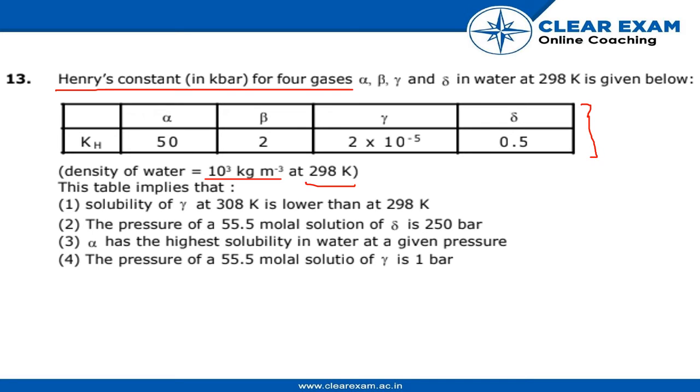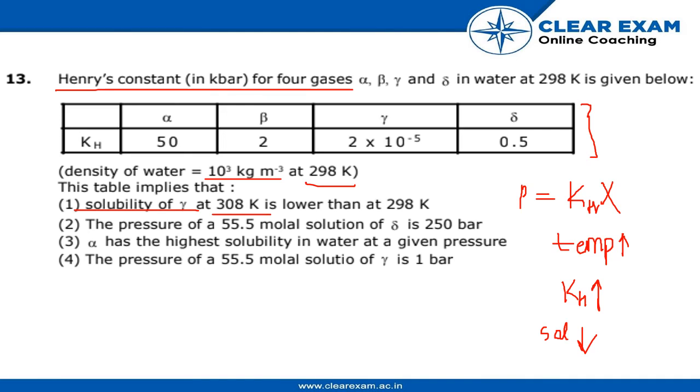So we know that P is equal to Kh times the mole fraction of the gas in liquid. If we increase the temperature, then the Kh increases. The Henry's constant increases. Therefore, solubility goes down, and hence we can find out that the first option is correct, that is, the solubility of gamma at 308 Kelvin is lower than at 298 Kelvin.